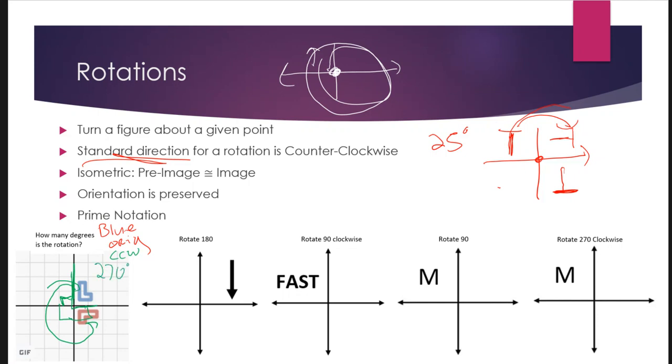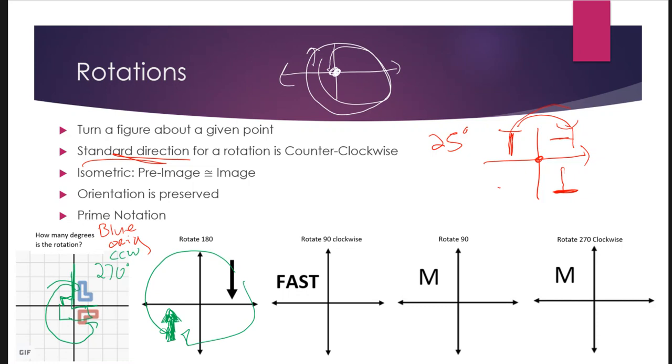This next one is to rotate 180. If you rotated this 180, give or take my drawing skills with the stylus, it looks like a mushroom. It would look something like this. And when it's 180, you do not need a direction. 180 is the same whether I went this way or this way. So 180 will not have a clockwise or counterclockwise indication.